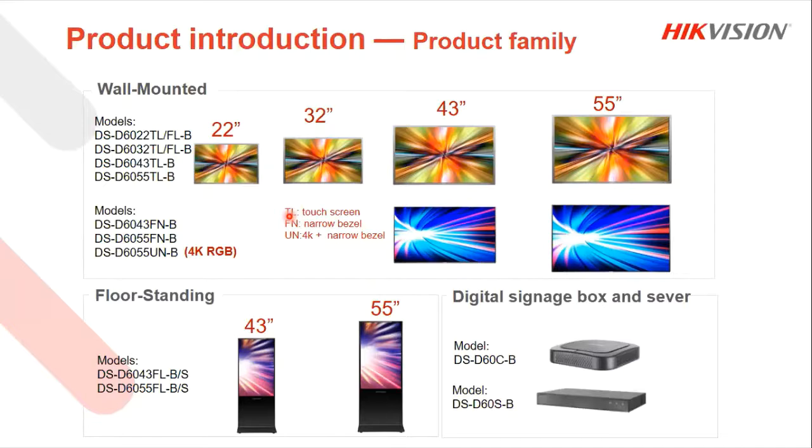All right, so you can see we've got touchscreen versions. So the model number with TL at the back there. FN is for the narrow bezel. So we've got very narrow bezels even on these ones if you wanted. And then we have the UN. So the UN, the U stands for UHD or 4K, basically the high resolution, and the N for the narrow bezel. So we go up to 4K resolution on this with a narrow bezel.